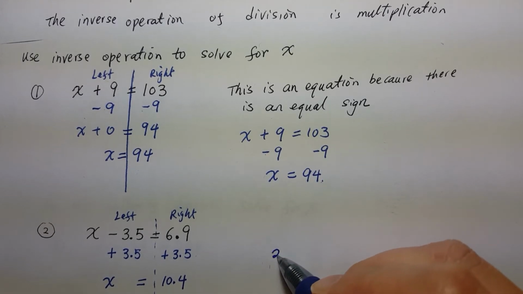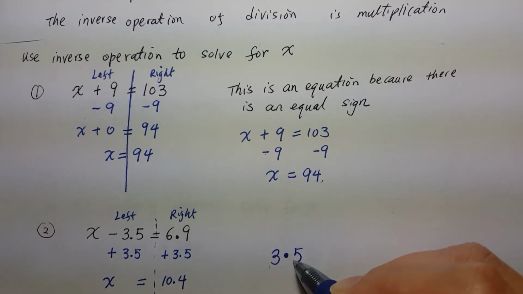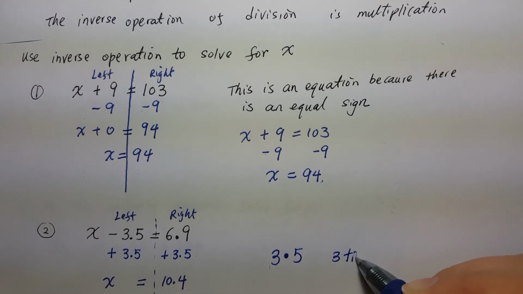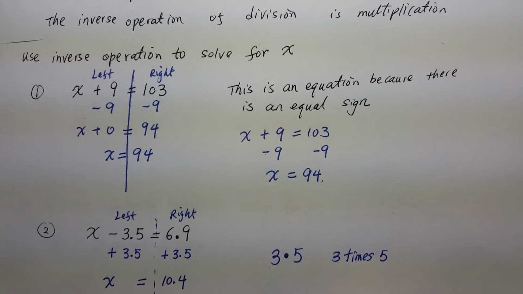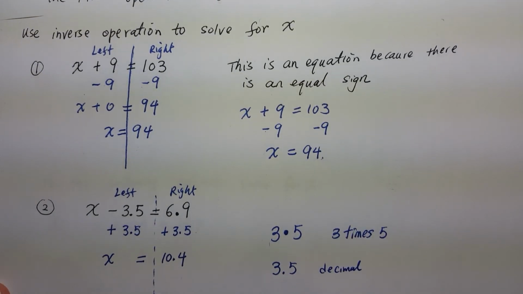Yesterday we used 3 and a big dot in the middle. This means 3 times 5. So if we want to use decimal, you have to put the point lower, 3.5. That is decimal. Okay, so a big dot in the middle, it means multiply. This means decimal.